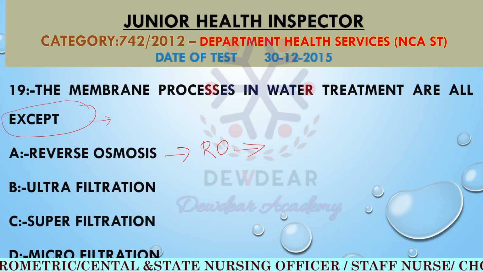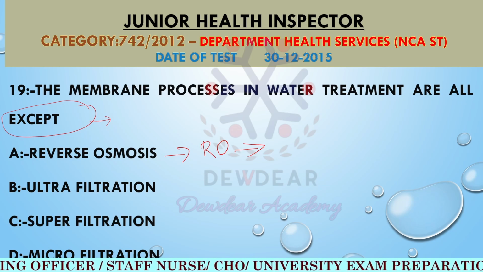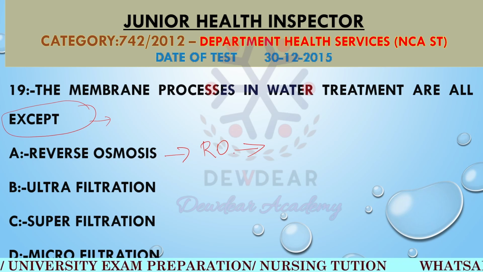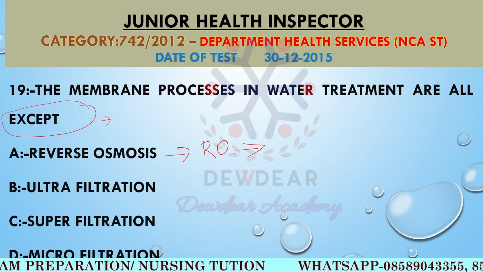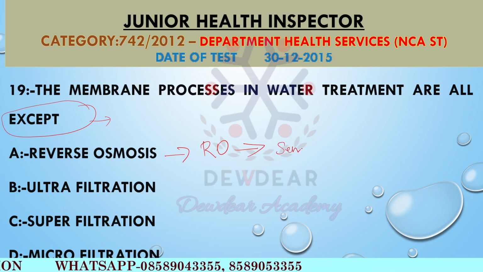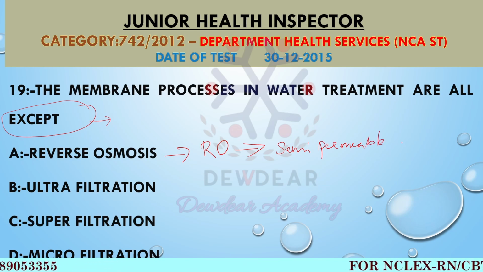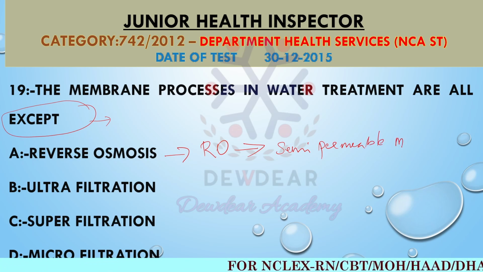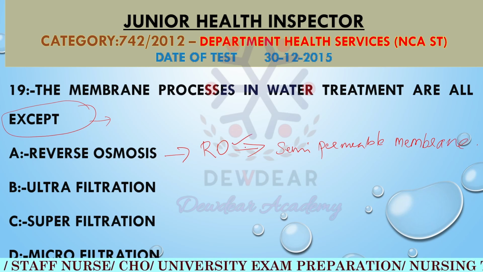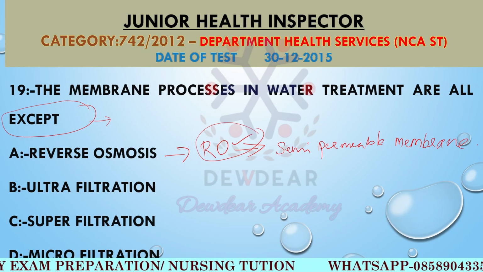Reverse osmosis. This is a process that uses a semi-permeable membrane to remove the ions, molecules and larger particles from water. So this is a commonly used method for water purification. So this is mainly used for water purification and also for desalination. So this is a method which is used in the membrane processes in water treatment.